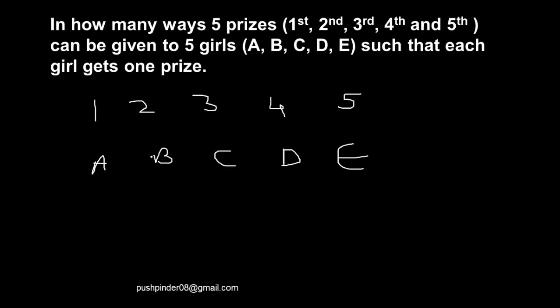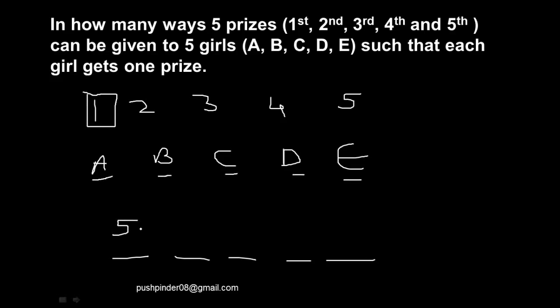Now over here we are distributing the prizes rather than girls coming and taking their prizes. So what we have to do is draw the number of slots equal to the number of prizes, right? So first you have to distribute the first prize. In how many ways can you distribute the first prize? You can either give it to girl A, girl B, girl C, girl D, or girl E. So there are 5 ways in which you can distribute the first prize.